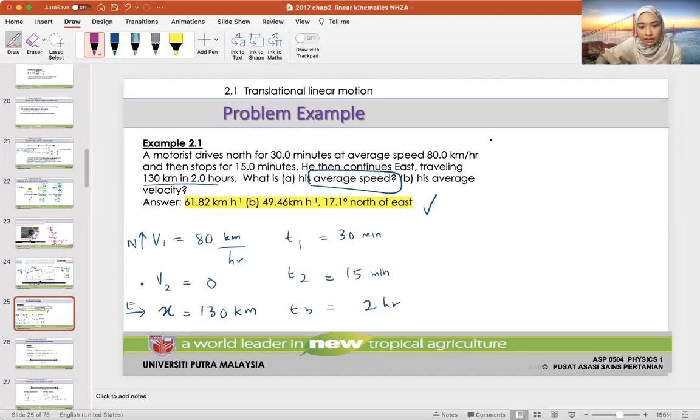Okay, is Luffy ready? Or still need time? Okay. So for average speed, total distance is 170. Total time is 2.75 hours. The answer is 61.82 km per hour.